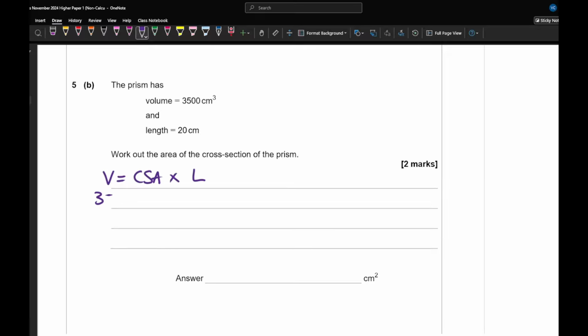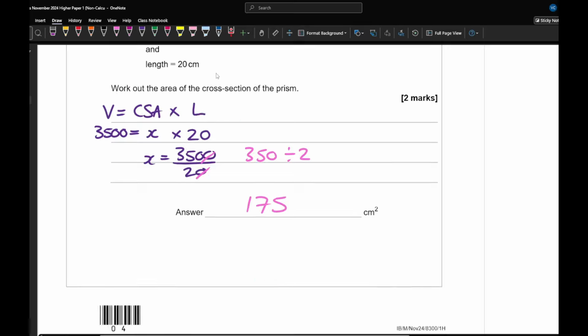So if the volume is 3,500 and the area, which I'm just going to call x, is x, multiplied by 20. So to find out what x is, I just need to do 3,500 divided by 20. So if I cancel a 0, I end up with 350 divided by 2, and half of 350 is 175.